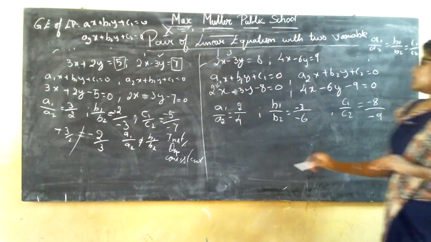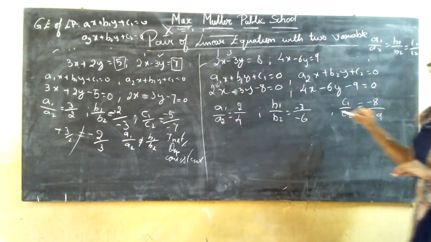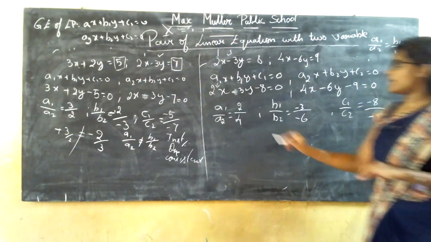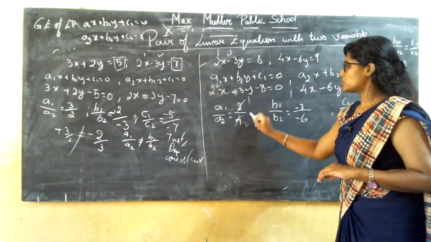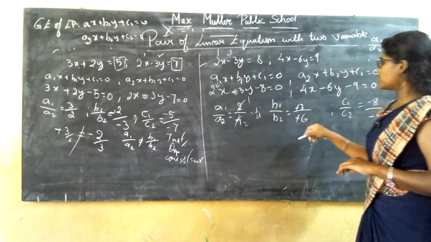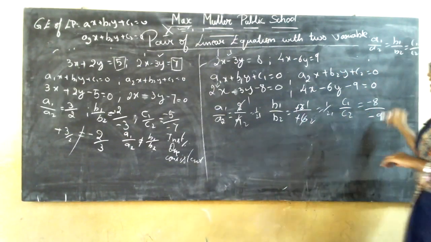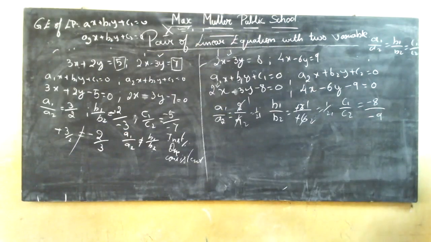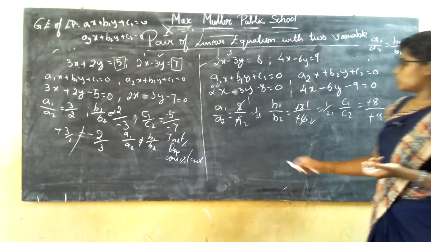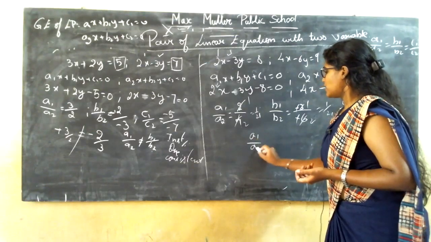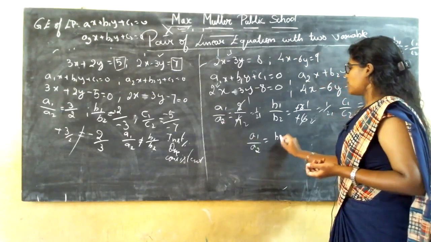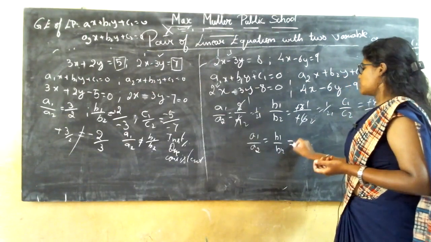Now, see, these two get simplified, but the third one won't get simplified. If I simplify this, 2 ones are 2, 2 twos are 4, it is 1 by 2. If I simplify this, minus sign gets cancelled, 3 ones are 3, 3 twos are 6, it is also 1 by 2. But I cannot simplify this 8 and 9. The negative signs get cancelled, you will get plus sign, correct. But 9 and 8 won't go in a single table. So, a1 by a2 is equal to b1 by b2, which is not equal to c1 by c2.